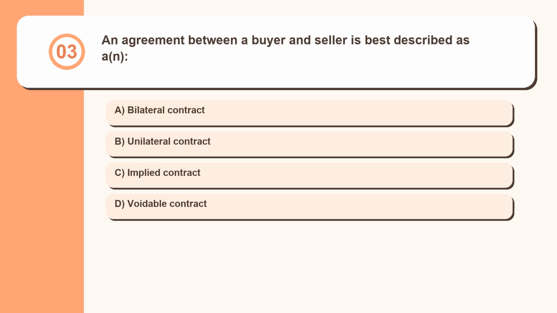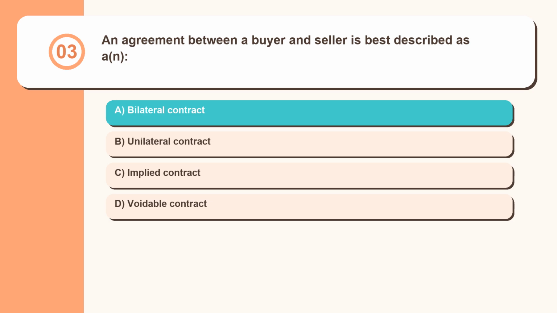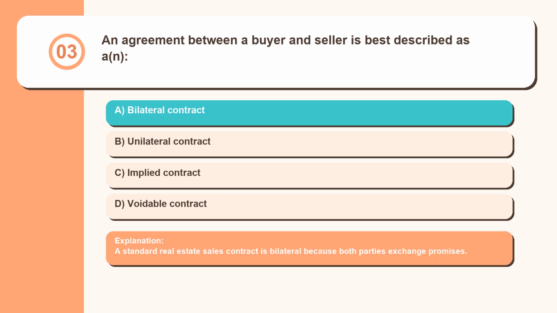Question 3. An agreement between a buyer and seller is best described as a: bilateral contract, unilateral contract, implied contract, voidable contract. A standard real estate sales contract is bilateral because both parties exchange promises.